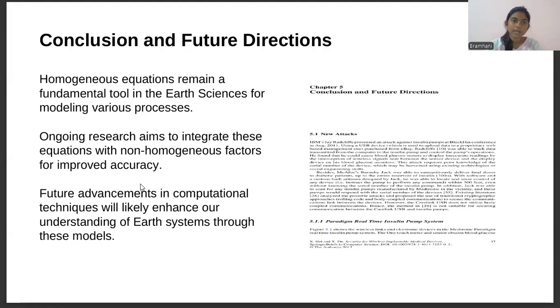Conclusion and future directions. Homogeneous equations remain a fundamental tool in the earth sciences for modeling various processes. Ongoing research aims to integrate these equations with non-homogeneous factors for improved accuracy. Future advancement in computational techniques will likely enhance our understanding of earth systems through these models.